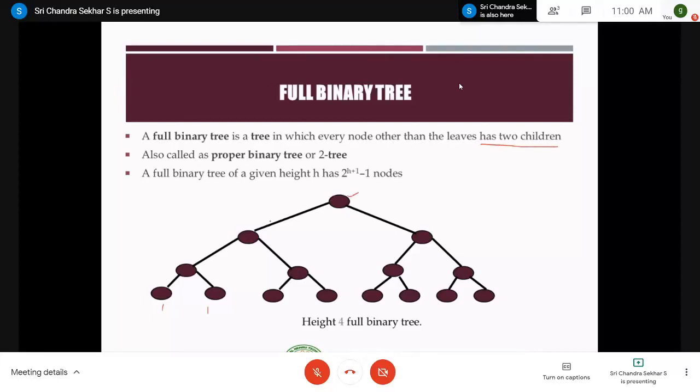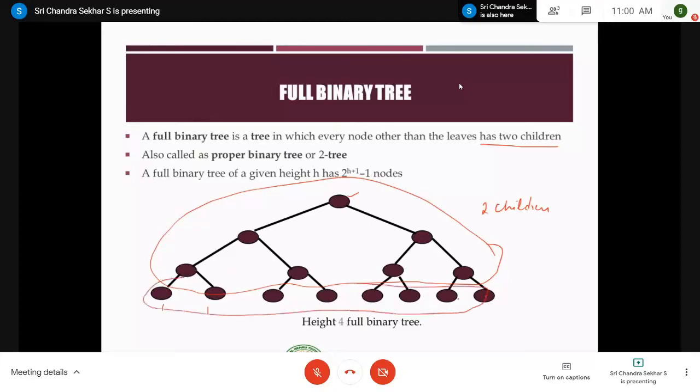Therefore, this node is having 2 children, this node is having 2 children, this node is having 2 children. Similarly, these internal nodes, we call them by a special name, internal nodes. All these internal nodes have 2 children, right? And all the leaves are having 0 children. That's what a full binary tree is, right? It is also called a proper binary tree or 2 tree, right?